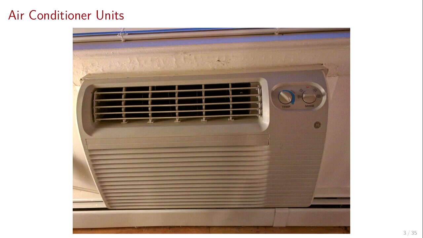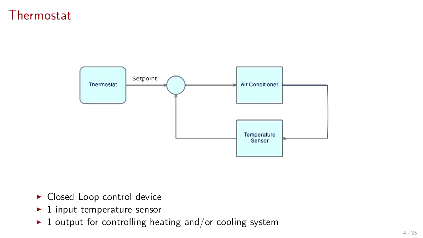And I realized I just need a thermostat. This is a solved problem, but this unit does not have a thermostat. So I decided to build one. Before I could build one, I had to figure out, well, what is a thermostat? At its most basic level, it's a closed-loop control device with one input, a temperature sensor, and one output, some mechanism of controlling the device that's doing the cooling, or the heating if you're trying to heat up your apartment, which I'm not. I really wasn't.